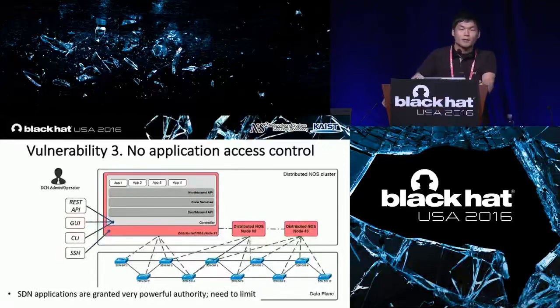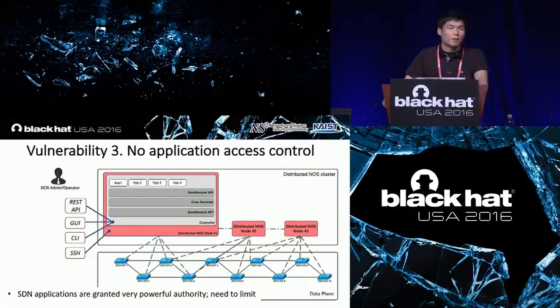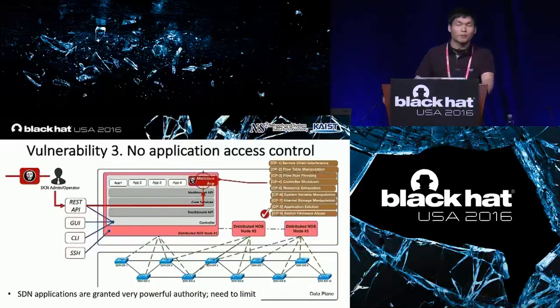The third problem is that there is no access control of SDN applications. In the current SDN controller, the applications are granted very powerful authority, even though they are just applications running on an operating system. So those applications, including even malicious ones, can access the core of the controller and freely manipulate the network behavior, as we demonstrated.